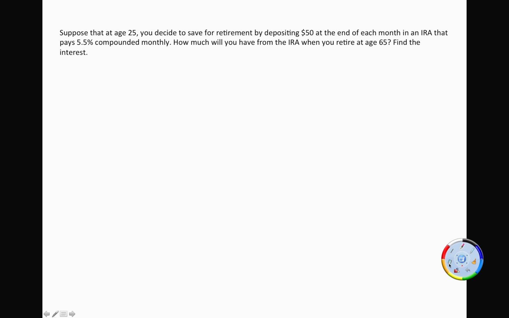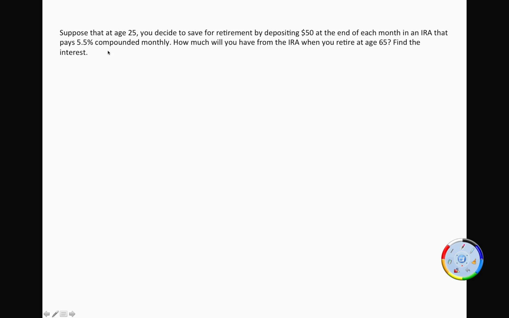Okay, let's try one more. Suppose that at age 25, you decide to save for retirement by depositing $50 at the end of each month in an IRA that pays 5.5% compounded monthly. How much will you have from the IRA when you retire at age 65? How do you know which formula to choose?